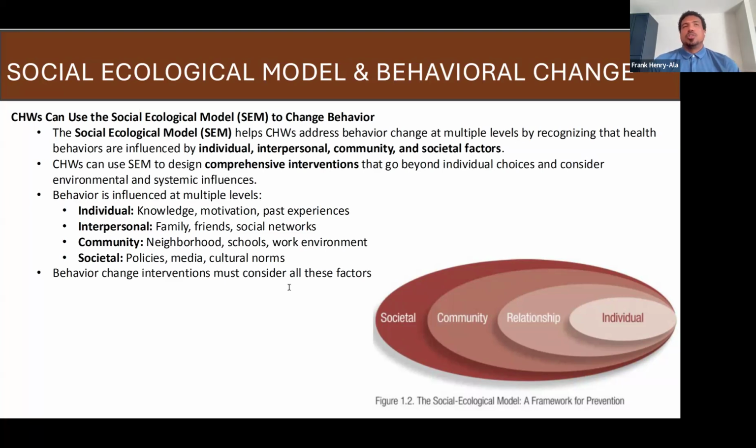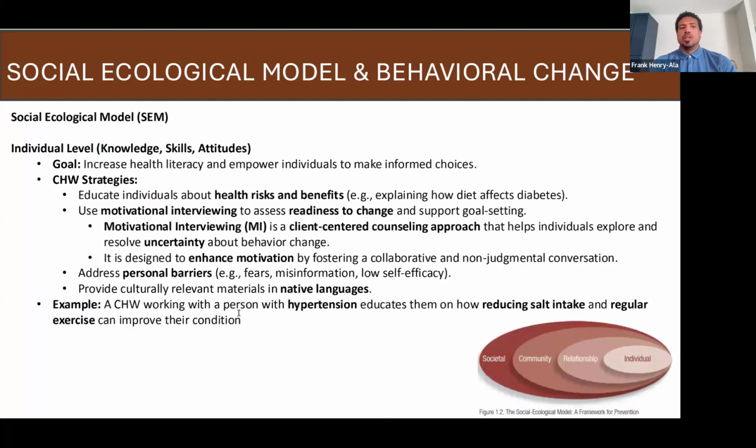So when we are trying to design behavioral change interventions, we have to consider all the different levels of society, which we call the social ecological model. At the individual level, the goal is to increase health literacy and empower individuals to make informed choices. So this is working one-on-one with someone, right? You're trying to empower them, and help them develop the knowledge necessary. So really looking at how we change people's knowledge, skills, and attitudes.